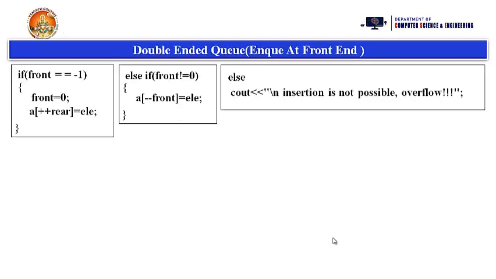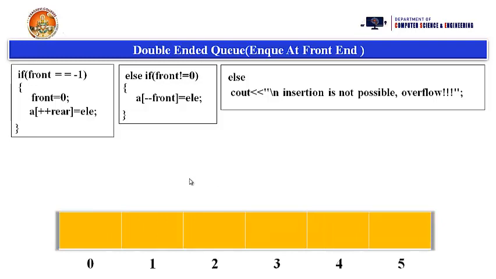Now we'll see how to enqueue the element at the front end, and this is the code. We are implementing the queue using an array here, and the array is like this. The size of the array is 6, so that is 0 to 5 index positions, and the queue name is A. We need to set the front and rear values to -1 because the queue is empty.